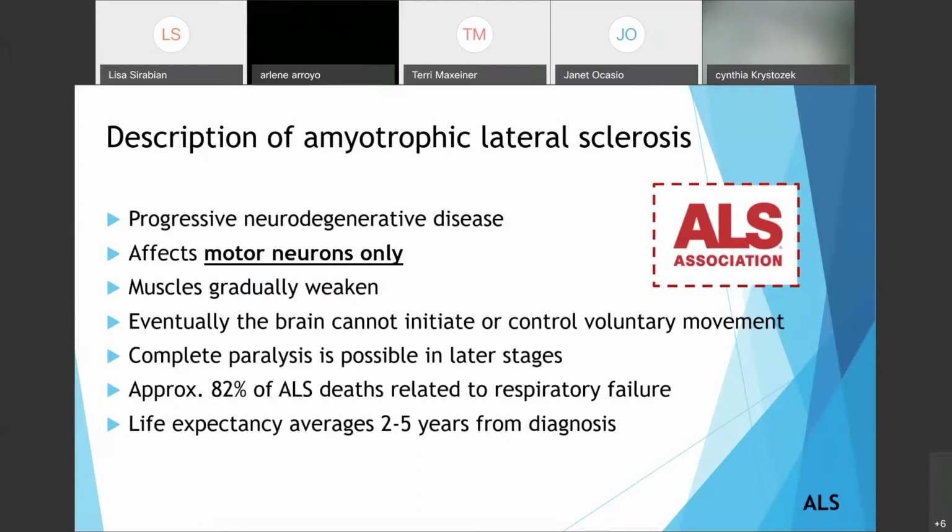It affects motor neurons only. The muscles gradually weaken, and eventually the brain cannot initiate or control voluntary movement. Complete paralysis is possible in the later stages. Approximately 82% of these folks die related to respiratory failure, and the life expectancy averages 2 to 5 years from the time of diagnosis.